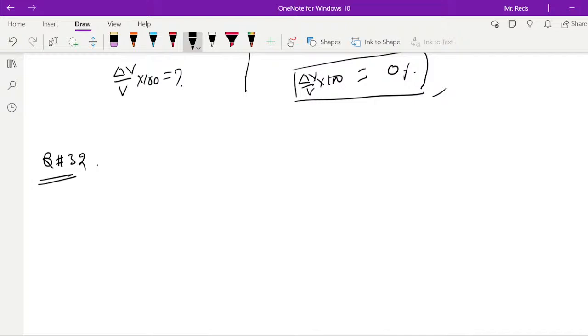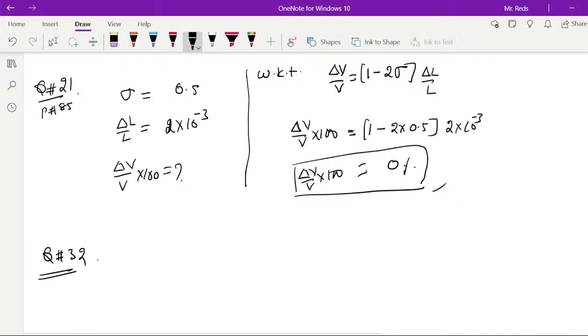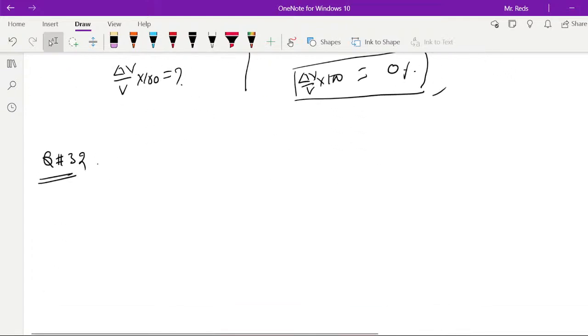Actually, I have given you this page, but this does not belong to this AT module, guys. It belongs to level 2 exercise 1. You just refer to level 2 exercise 1, question number 1. Okay, this is also from the same level 2 exercise 1, question number 32.